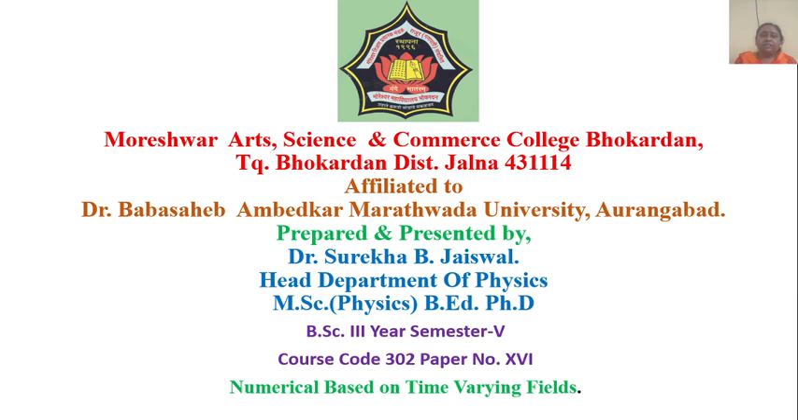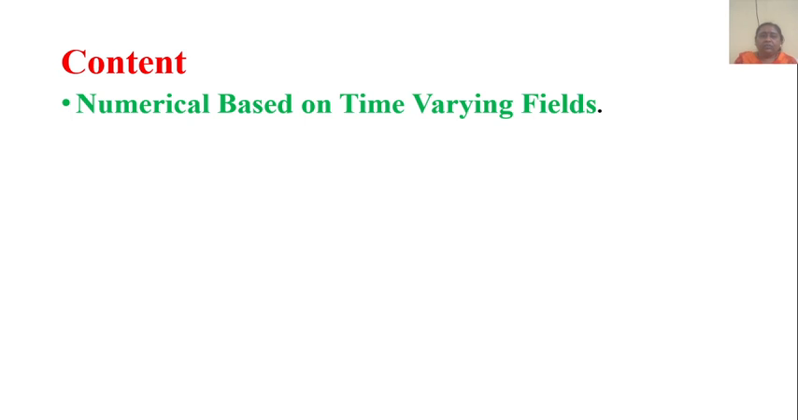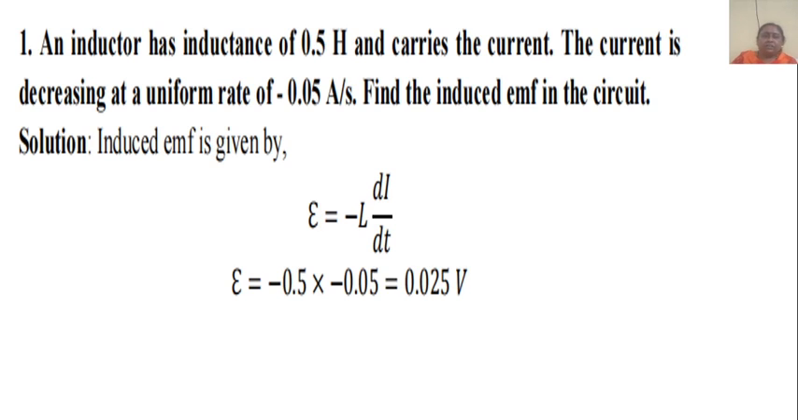Today we will see course code number 302, paper number 16, numerical based on time varying field. Now, see first example. An inductor has inductance of 0.5 Henry and carries the current. The current is decreasing at a uniform rate of minus 0.05 ampere per second. Find the induced EMF in the circuit.